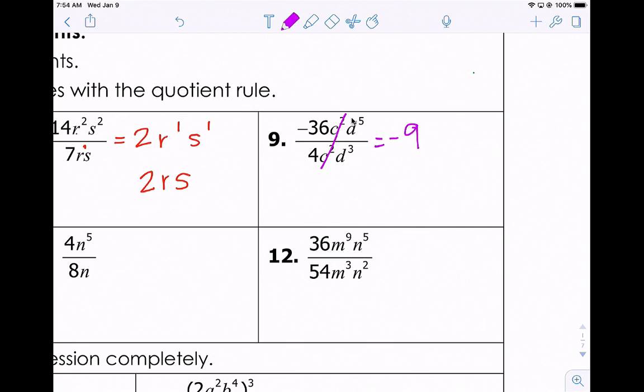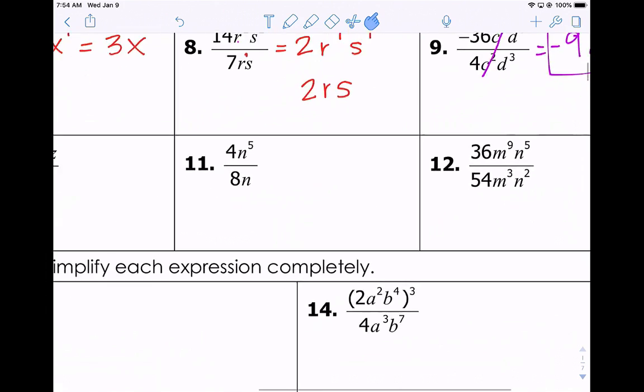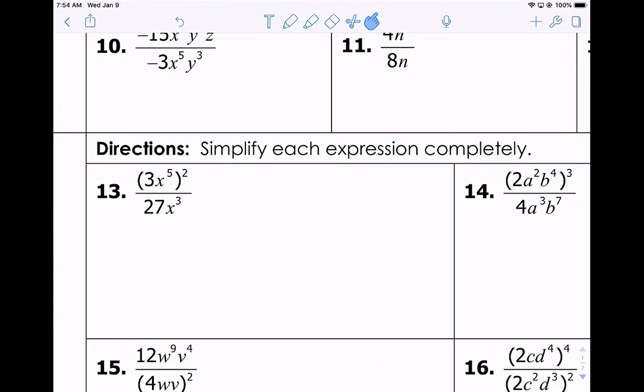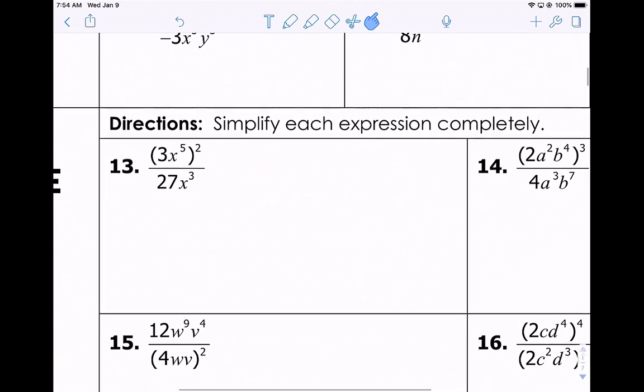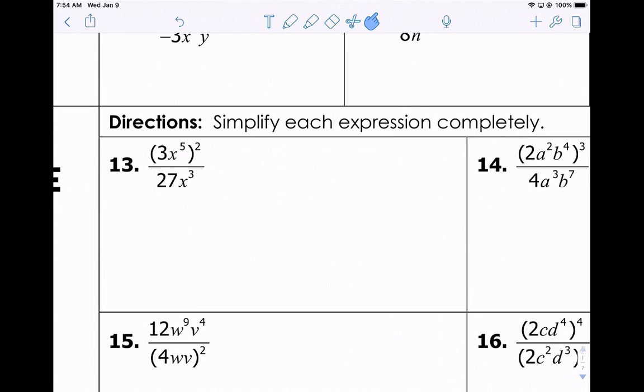And then we have d to the 5th divided by d cubed. So we subtract these. So 5 minus 3 is going to be d squared. So our final answer is negative 9d squared. All right, so I'm going to let you try the next 3, but then I want to go ahead and look at some starting with number 13.